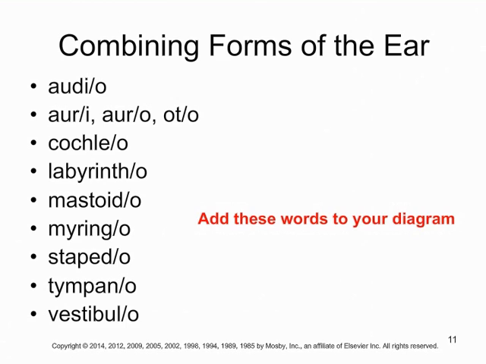We have stapedo, which goes to the stapes, that third little tiny ossicle, and vestibulo, which goes for the vestibule, which we will reference once or twice later on. Take a moment, if you have a diagram, go ahead and add these to your diagram or add them to your textbook on page 558 to kind of have them down before we move to the medical terms.